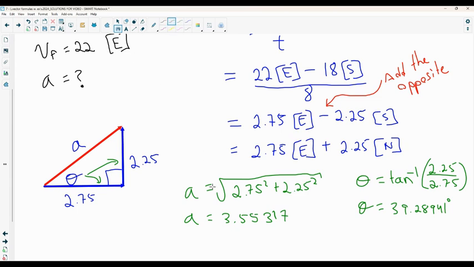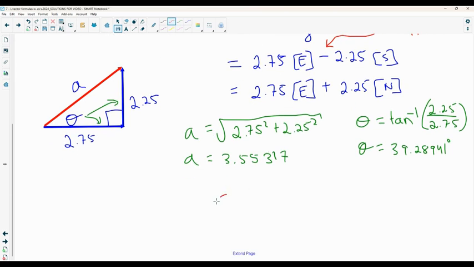Let's do that in red. We're going to say, okay, our acceleration, rounded to 2 significant digits for this one. It's going to be 3.6 meters per second squared. What's our direction? I can see that I'm going east and then turned up towards the north. So I'm going to go east 39 degrees, also rounded off to 2 sig figs, north.